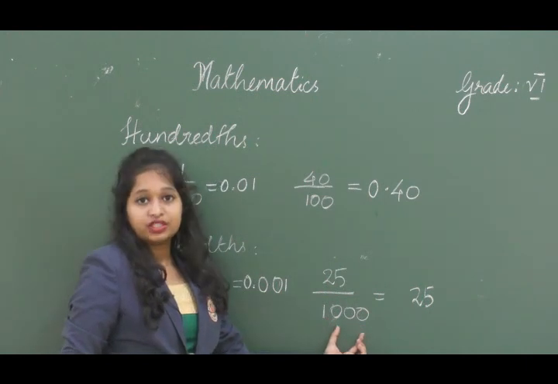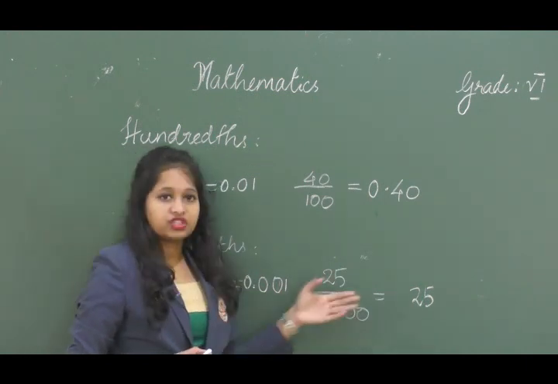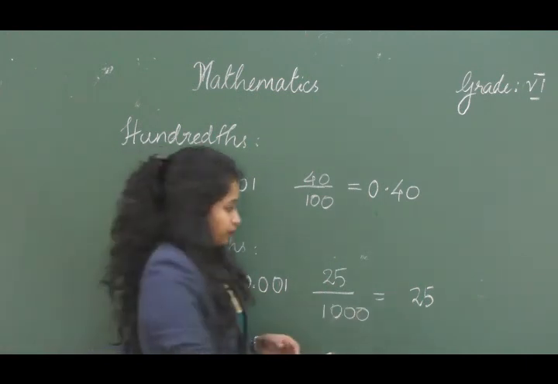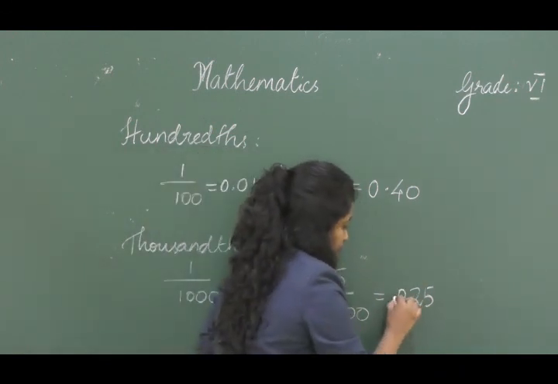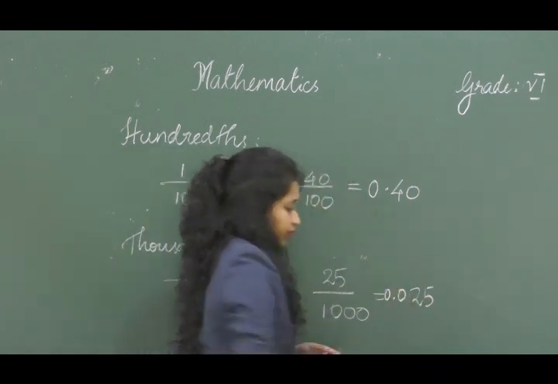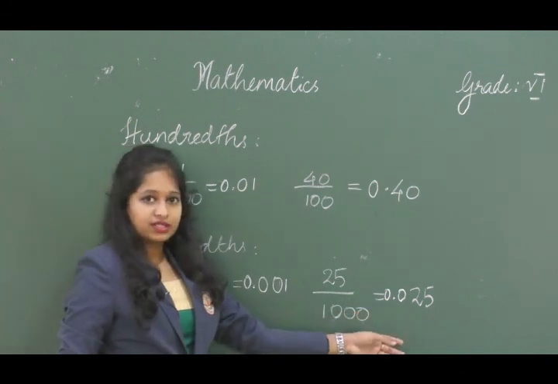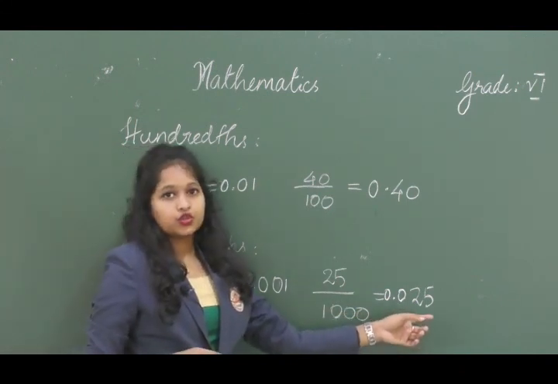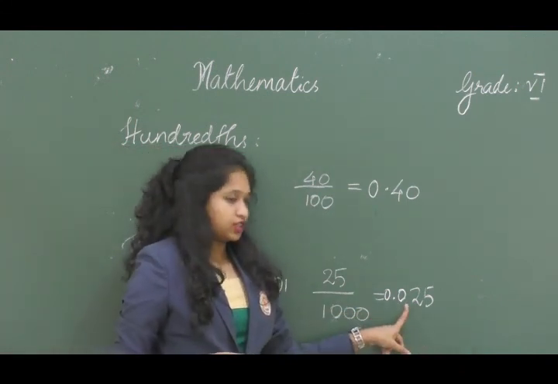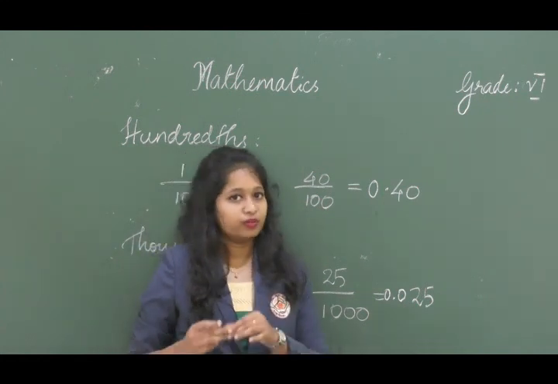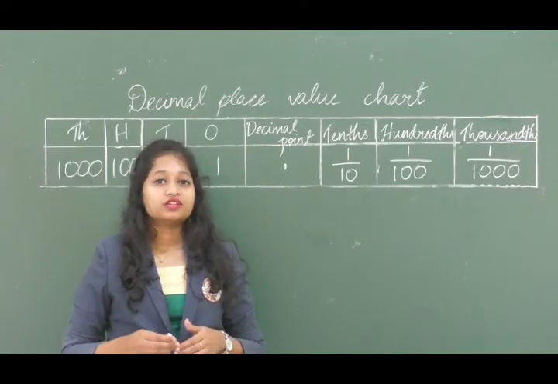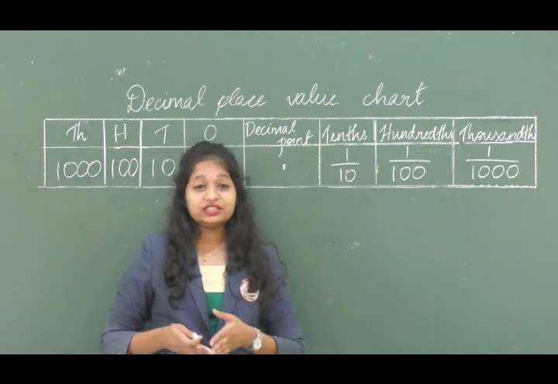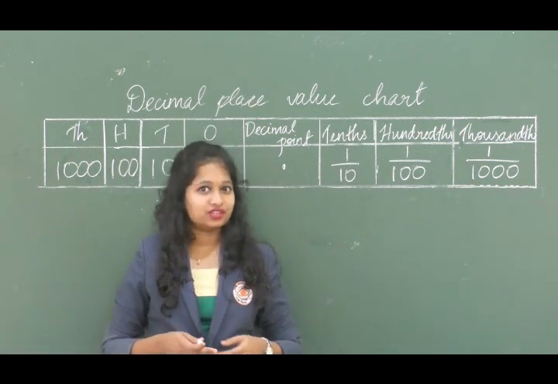1000 has 3 zeros in it. So after 3 digits we have to place the point. So place the point here, and this is read as 0.025, and this 0 has value. Remember it, okay? We have learned Indian and international place value chart, isn't it?